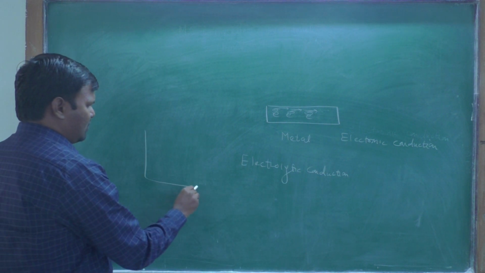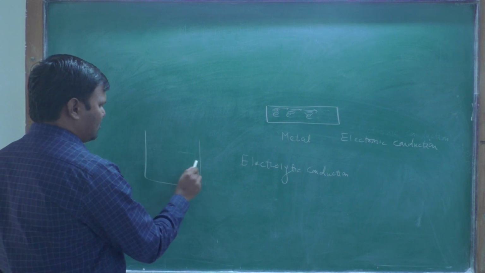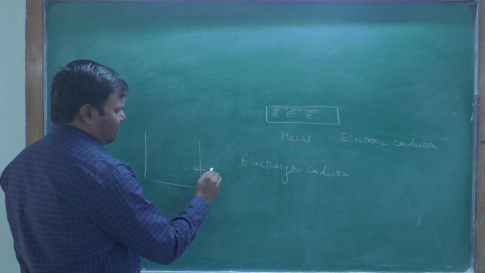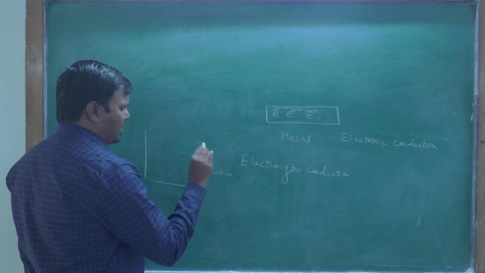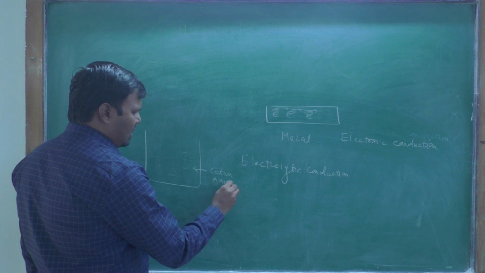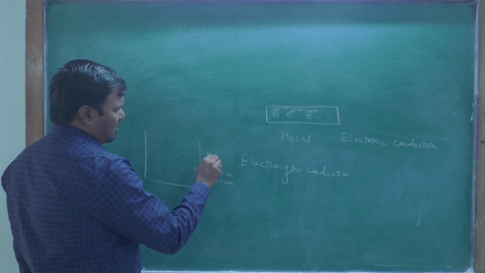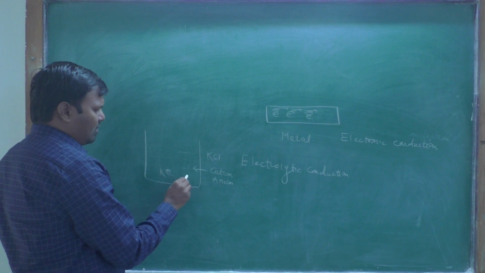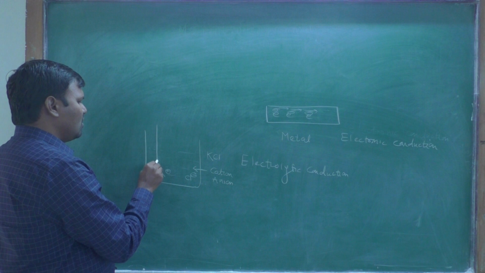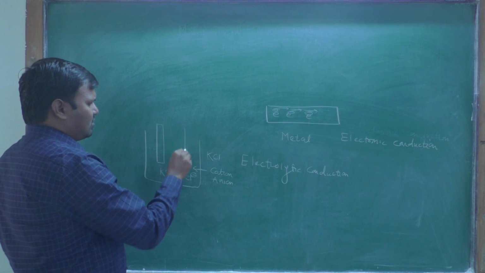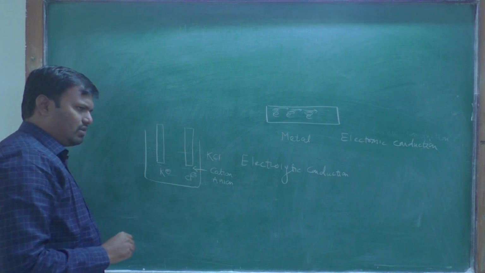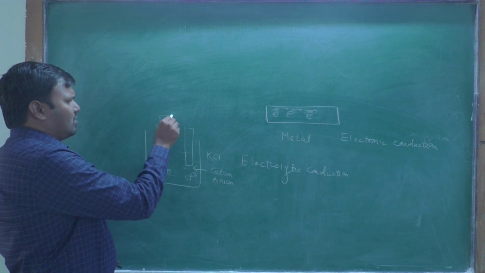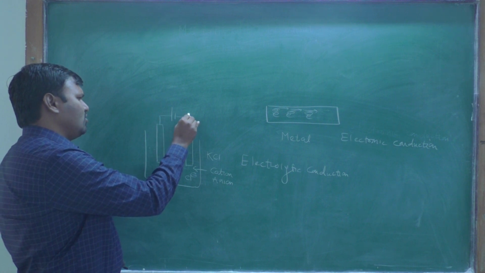Suppose we have an electrolyte. An electrolyte is a substance that, when dissolved in water, dissociates into ions, that is, cations and anions. If we have KCl, a type of electrolyte, dissolved in water, it gives K plus, the cation, and Cl minus, the anion. A battery is attached, with one end negative and the other positive.